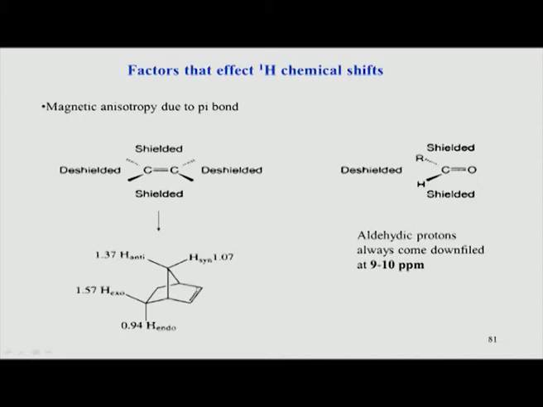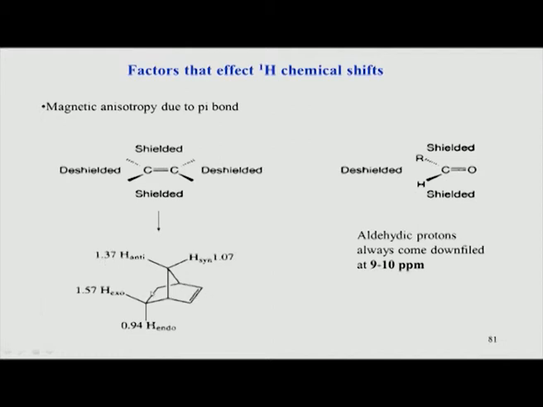So, we see there is a pi bond here. This hydrogen atom comes right on top of this pi bond, and therefore it comes in the shielded zone, and there its chemical shift value is 1.07, which is relatively upfield shifted compared to a hydrogen here, which is downfield shifted because it comes away from this.